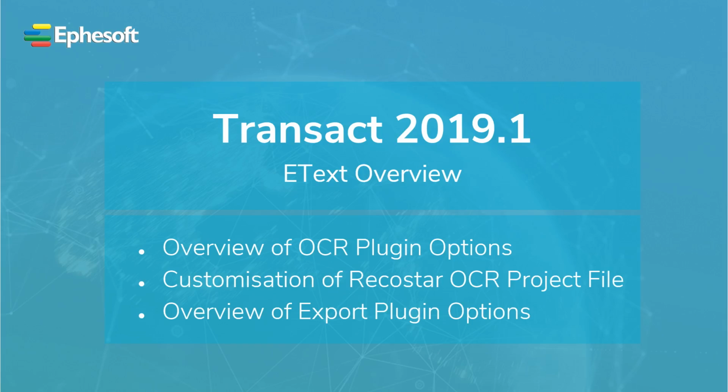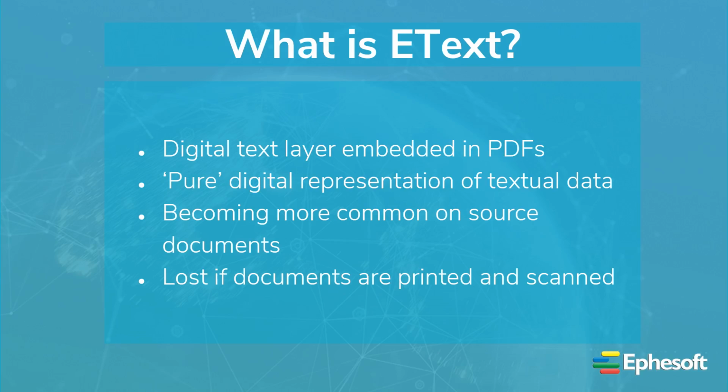Before we move any further, I'd like to explain what is meant by the term EText. Put simply, EText is a digital text layer embedded in PDF documents. It represents a pure digital representation of textual data in those documents. And we're starting to see EText more and more in customer documents due to the increased nature of electronic transmission of invoices and other such documents. It should be noted that the text layer is of course lost if documents are printed and then rescanned.